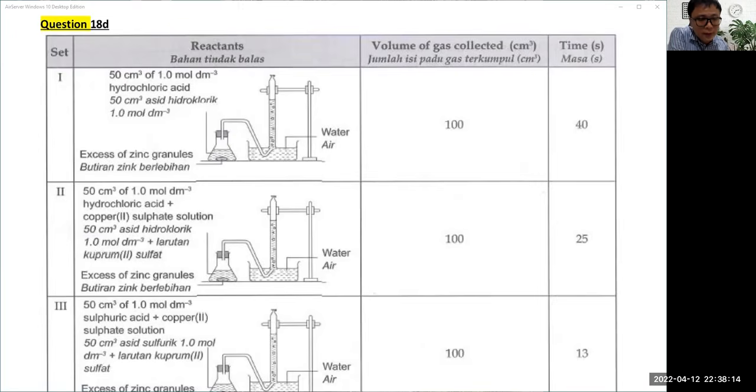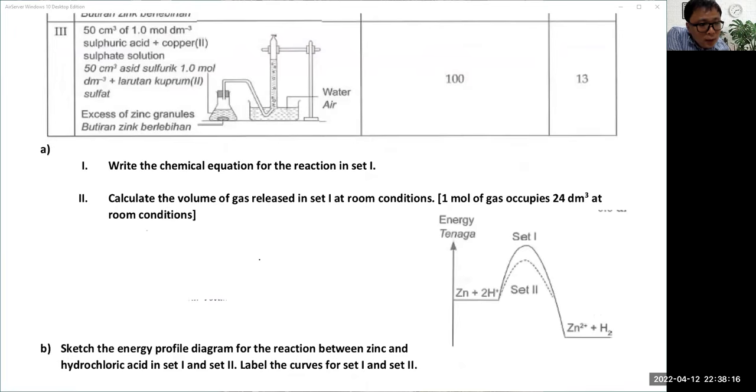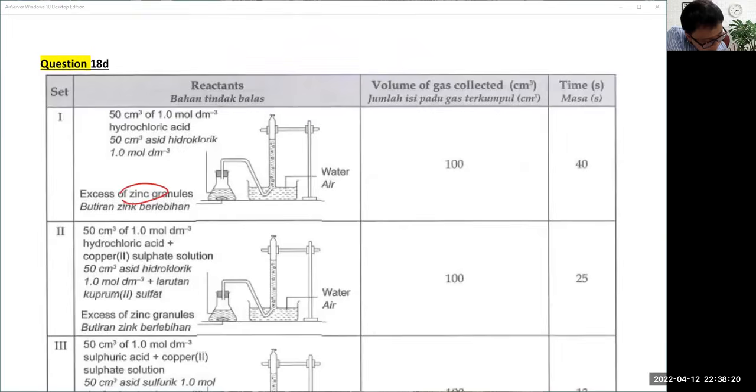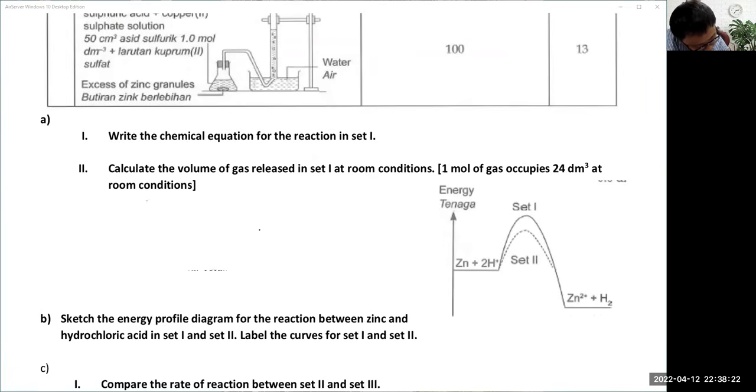Okay, assuming it's done already, we check what the question is. Chemical equation for set 1, we check here. This is zinc plus hydrochloric acid. So we write the chemical equation first: zinc plus hydrochloric acid becomes zinc chloride plus H2.